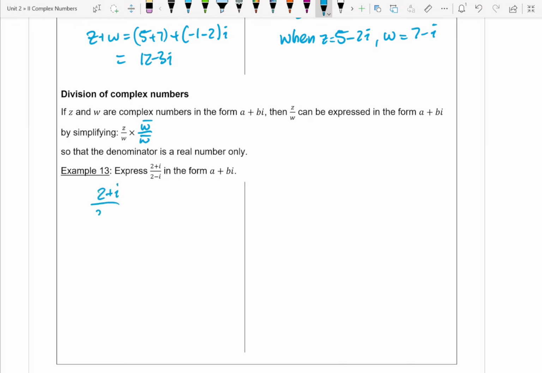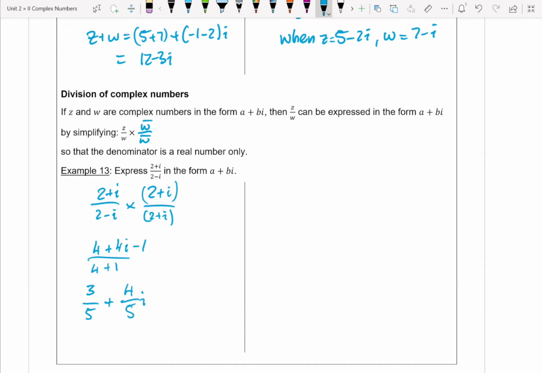So 2 plus i over 2 minus i, we want to multiply by 2 plus i on itself. So this gives us, in the numerator, 4 plus 4i minus 1. And in our denominator, we're going to get 4 plus 1. So this is going to give us 3 fifths, because we got that minus 1, 3 fifths plus 4 fifths i.